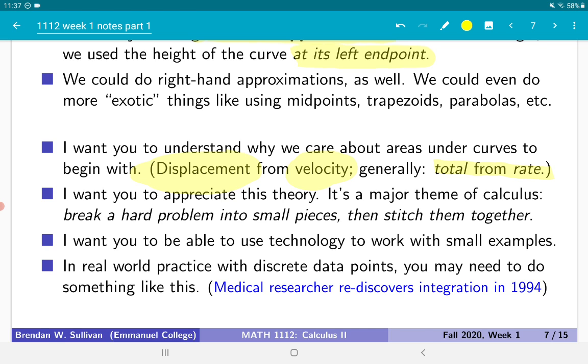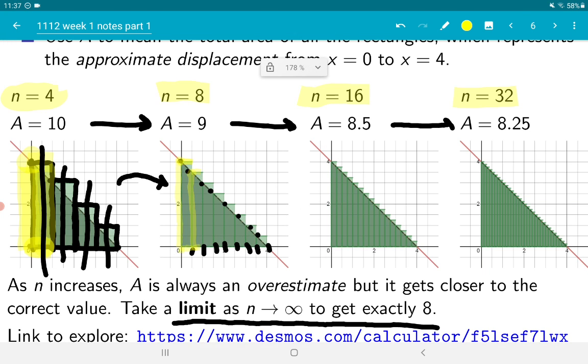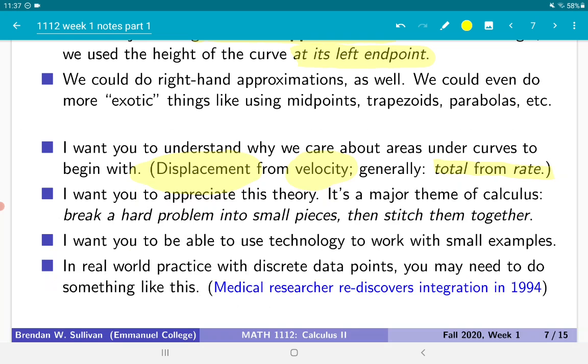We're doing something similar here in the sense that we're taking a hard problem, find the area under this curve, and we're breaking it up into a bunch of smaller problems, which are find the area of a rectangle. And those are much easier to solve, and then we just have to think carefully about how to stitch all of those areas together and how to use that to approximate the actual problem we're trying to solve. And one thing I'm going to do in the next video is show you how to use some technology to pass off some work, to do the calculations for us.